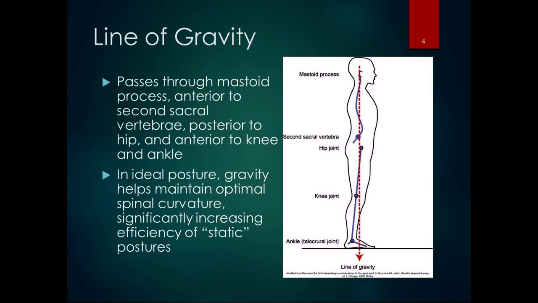So the line of gravity passes through the mastoid process, anterior to the second sacral vertebra, posterior to the hip, and anterior to the knee and ankle. In this ideal posture, gravity helps maintain the optimal spinal curvature, significantly increasing the efficiency of static postures. And we have talked about this a little bit in regard to knee and hip alignment, and it applies to the spine as well. So it's really important to have good posture to maintain that line of gravity. And it's an energy conservation thing as well.